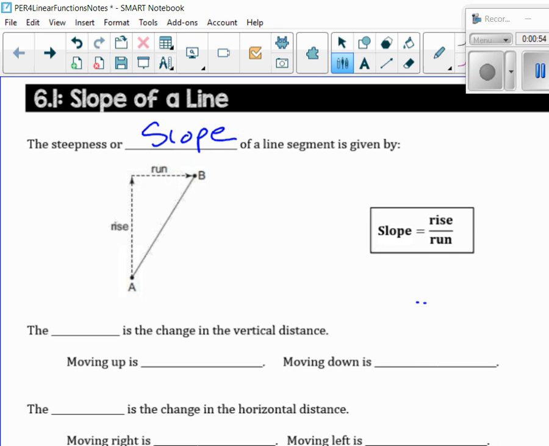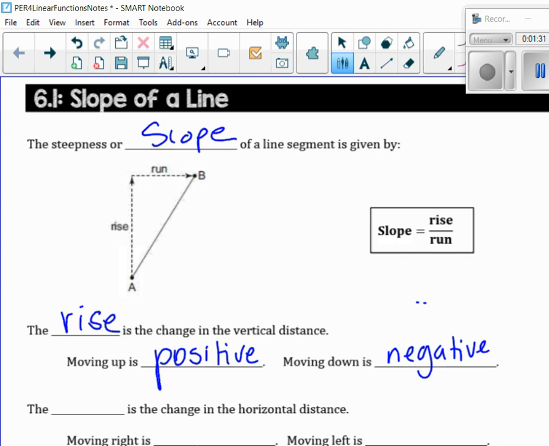So the rise is the change in the vertical. Some people have to know which one's vertical and which one's horizontal. We got that mixed up on the test. If I move up, would that be considered positive or negative? Why would it be considered positive if I'm moving up? Yeah, because you're gaining or you're increasing. That makes sense as positive, right? Moving down is negative.